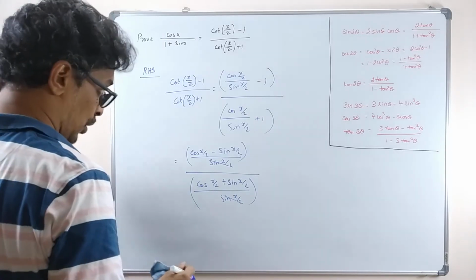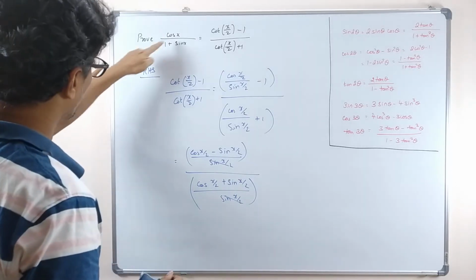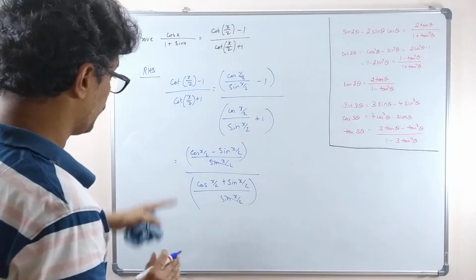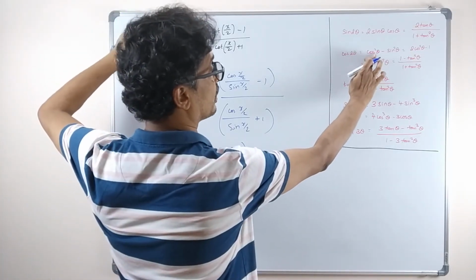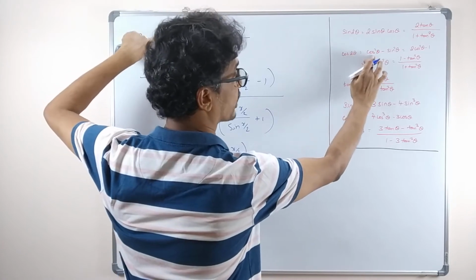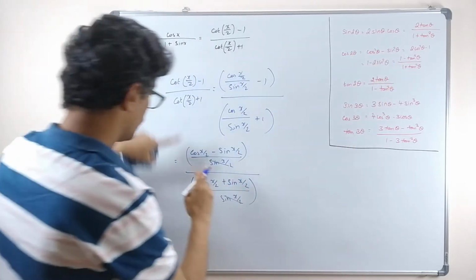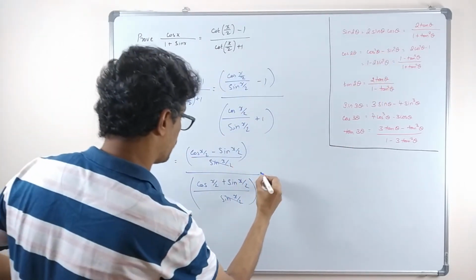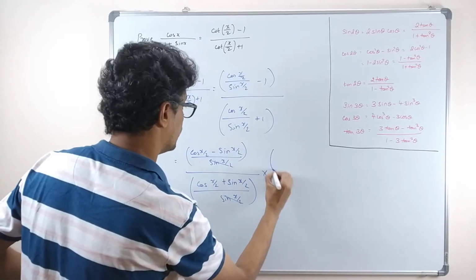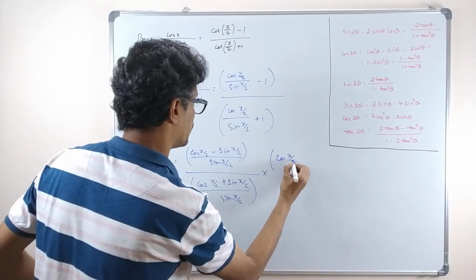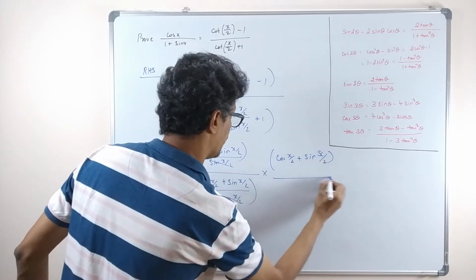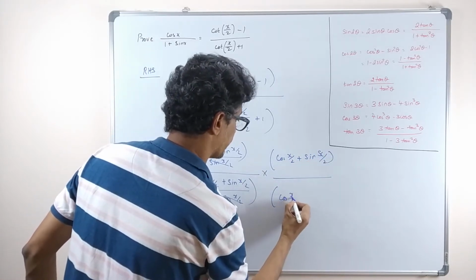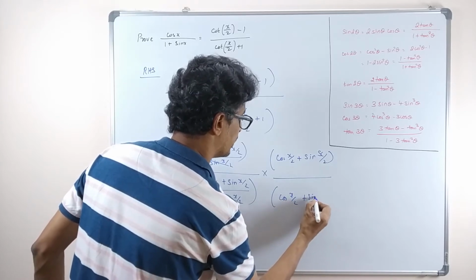Okay, so then what I am going to do, we have tried in cos x, right? If you see here, cos x will be cos square x by 2 minus sin square x by 2. So somehow, what I'm going to do is multiply with cos x by 2 plus sin x by 2 and divide also by cos x by 2 plus sin x by 2.